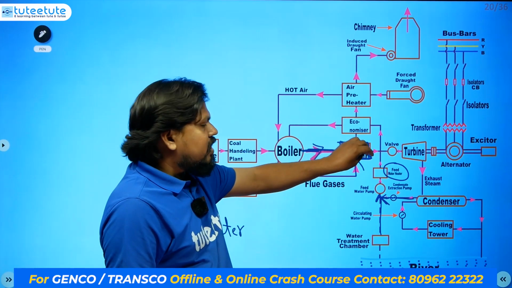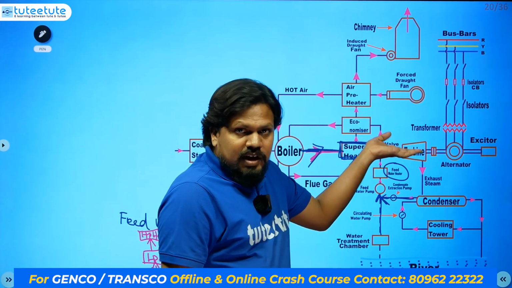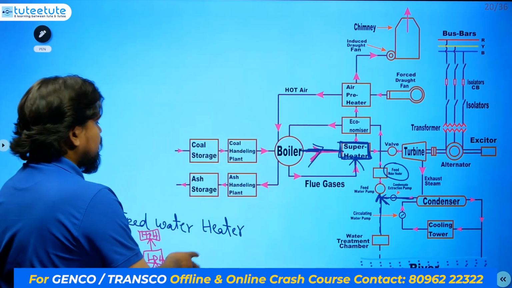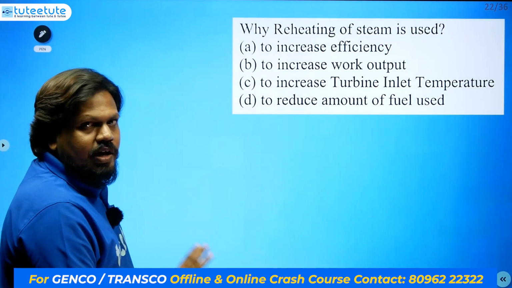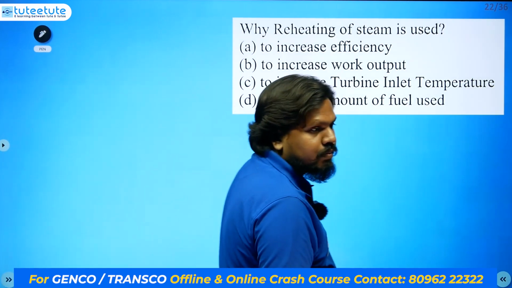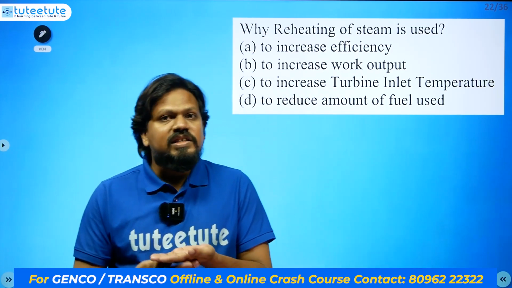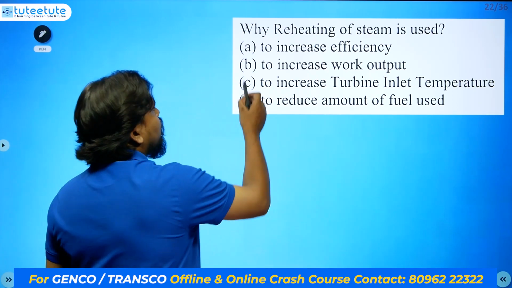So why are we reheating? Because whenever temperature rises, the work capacity of the turbine will increase. Anyway, the input we are not changing. Input is steam, and we are not changing that input steam, like more steam will come or less steam will come, not like that. Steam is already produced. Why are we increasing the temperature? To increase the work output.